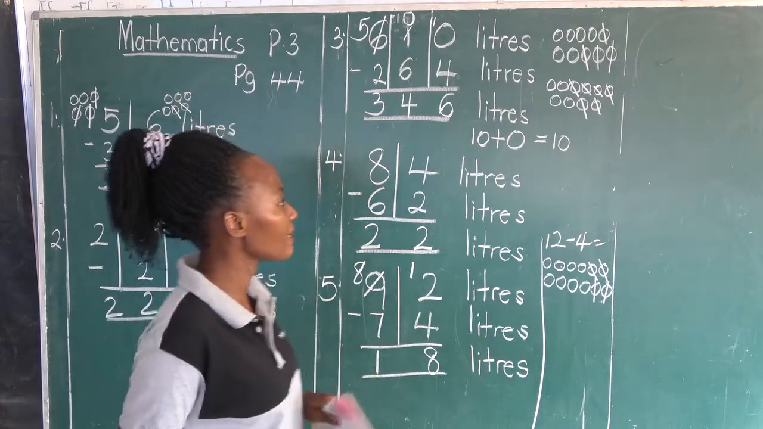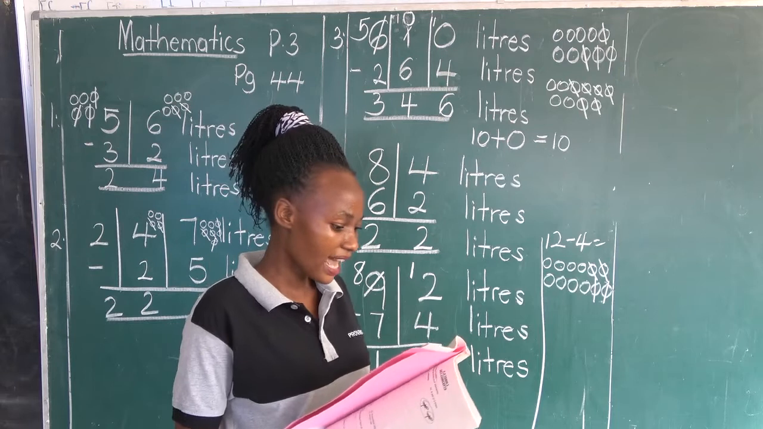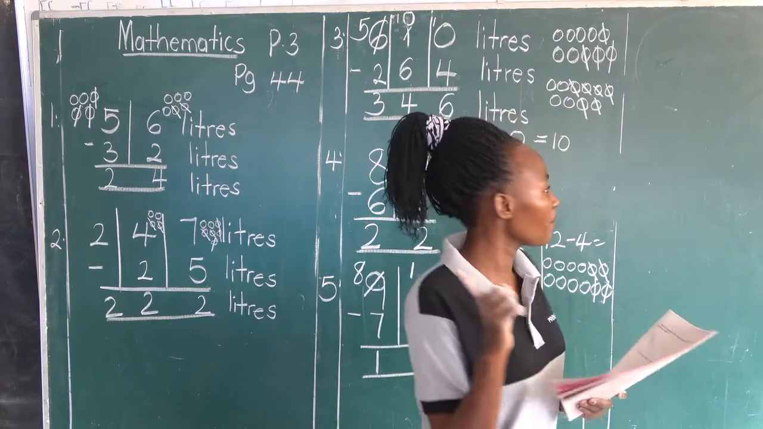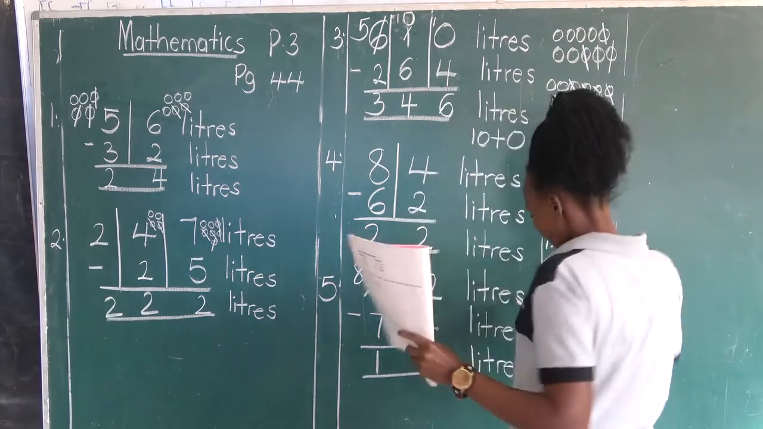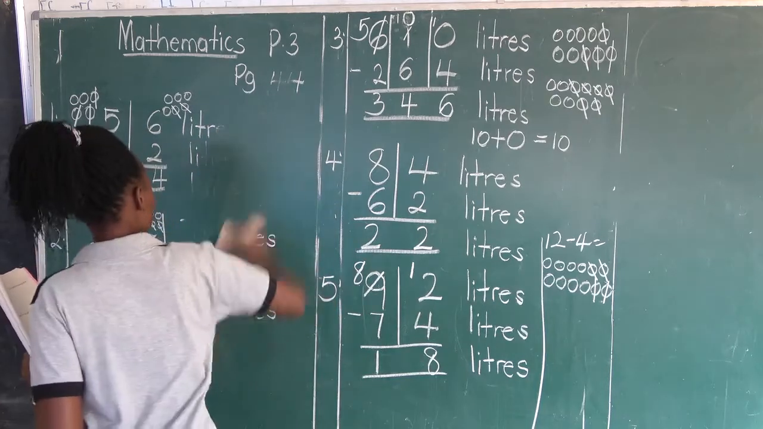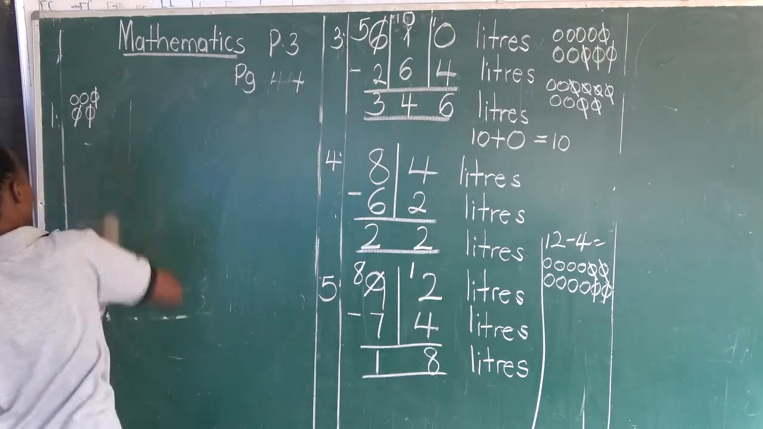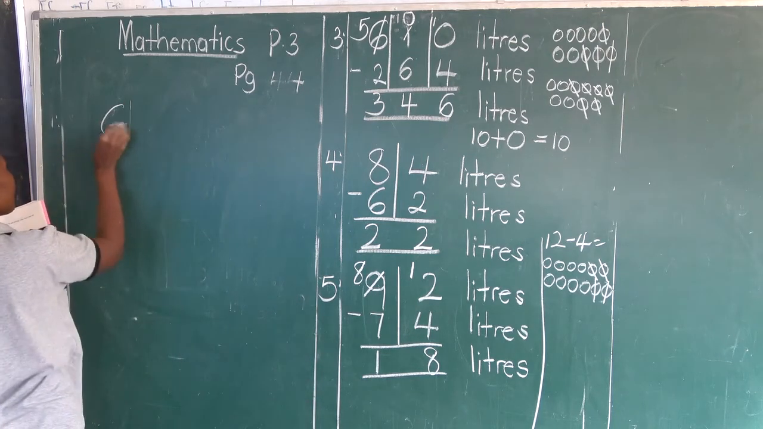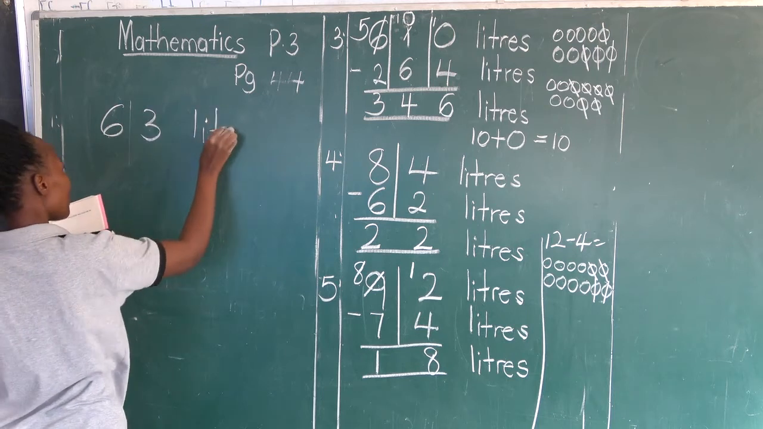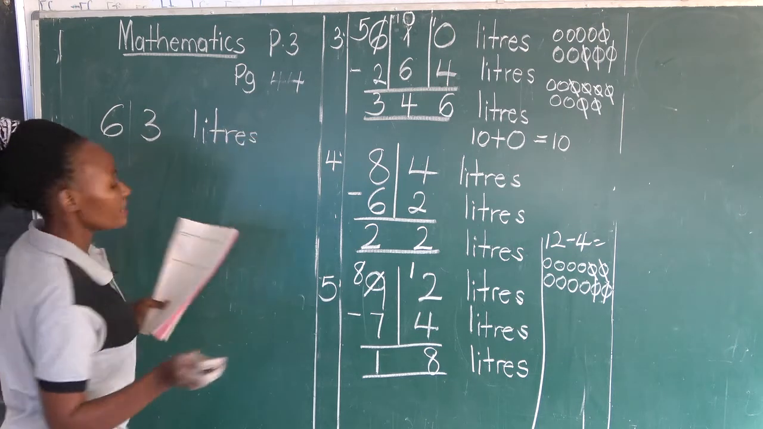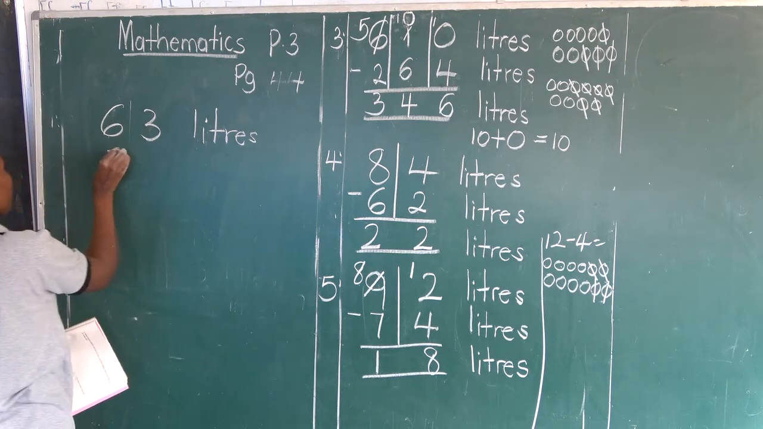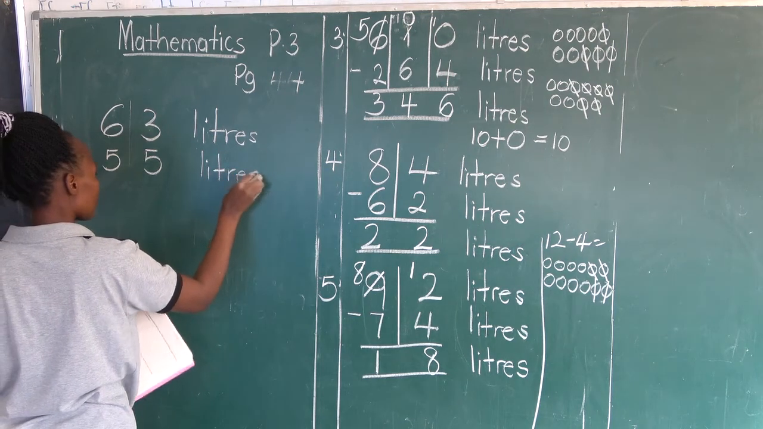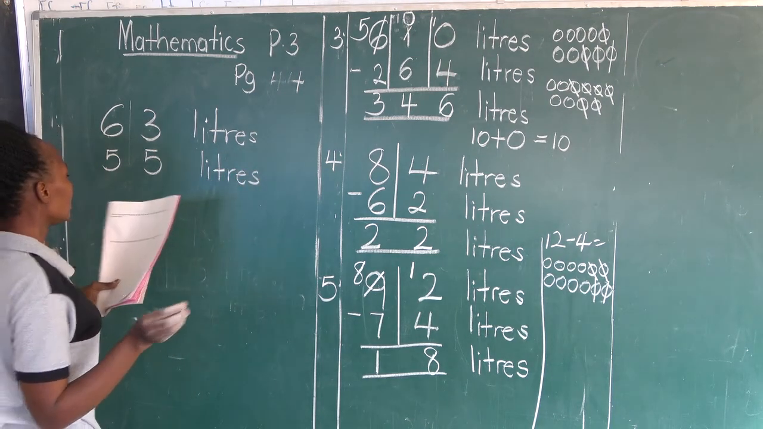Now let's go to number 6. Number 6. This one you are going to work it out for me. Zimbi collected 63 liters of milk from his farm. He sold 55 liters. How much milk did he remain with?